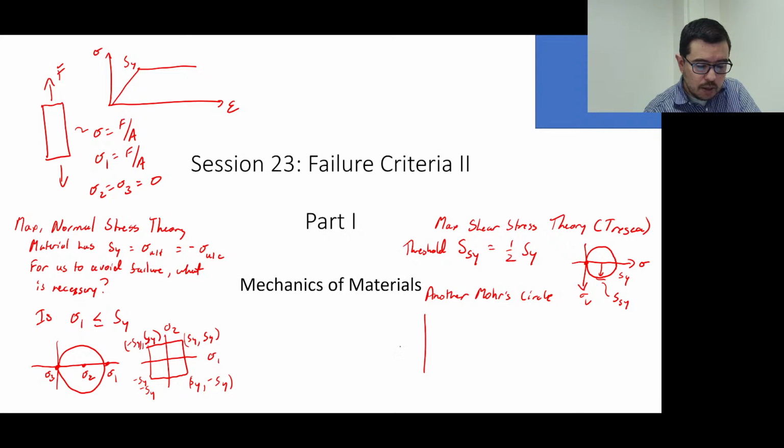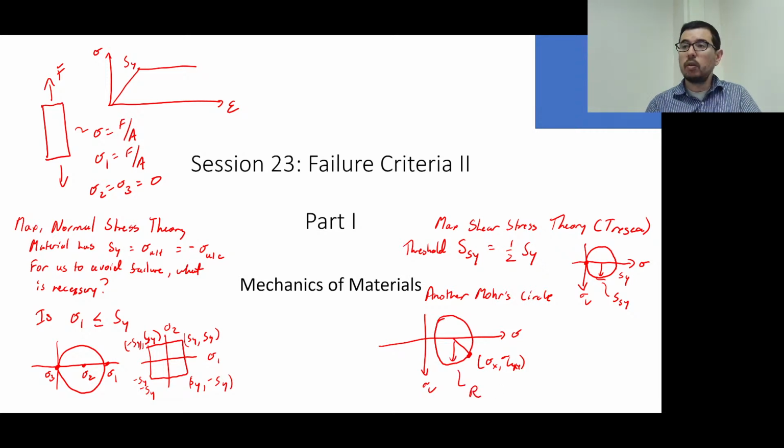And whatever the loading is, maybe it's something like you're here, right? This is like a sigma x, tau xy. And this is sigma, and this is tau. And this goes like this, and we have a nice little Mohr circle, right? We've got to figure out what the radius of that is, correct?